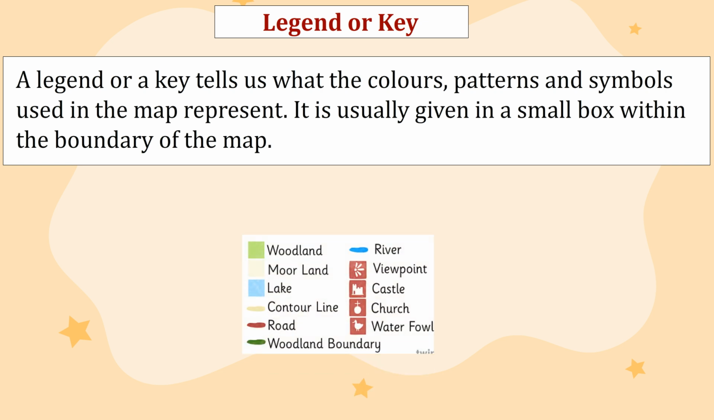Legend or key. A legend or a key tells us what the colors, patterns, and symbols used in the map represent. It is usually given in a small box within the boundary of the map.